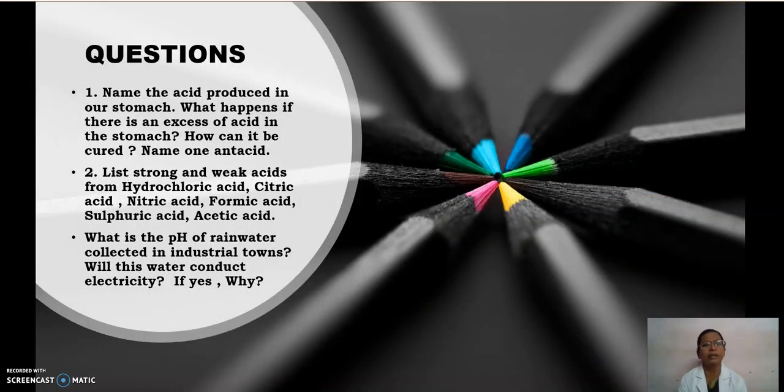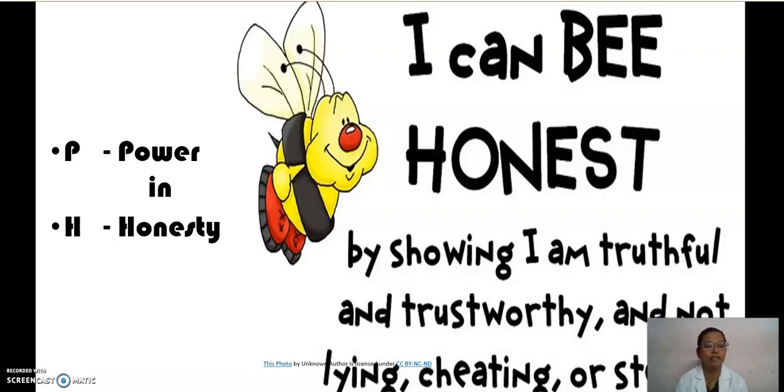pain. Then these are some of the questions. Name the acid produced in our stomach. Yes, it is hydrochloric acid. What happens when there is an excess of acid in our stomach? That means we feel pain. Then how can it be cured? It can be cured by taking milk of magnesia or bases. And name one antacid that you can give. And two more questions are there that you try, write down the answers in your notebook.